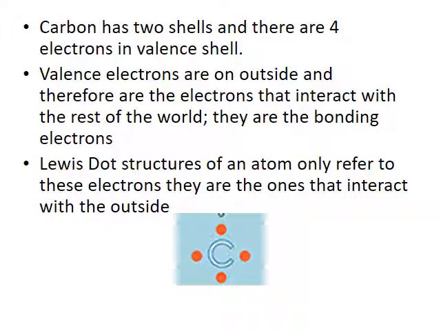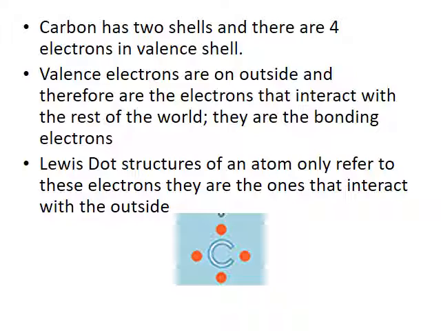Okay, so again, we'll just go over this. Carbon has 2 shells, and there are 4 valence electrons in the valence shell. The valence electrons are on the outside, therefore they are the electrons that interact with the rest of the world or other atoms, and they're the bonding electrons.